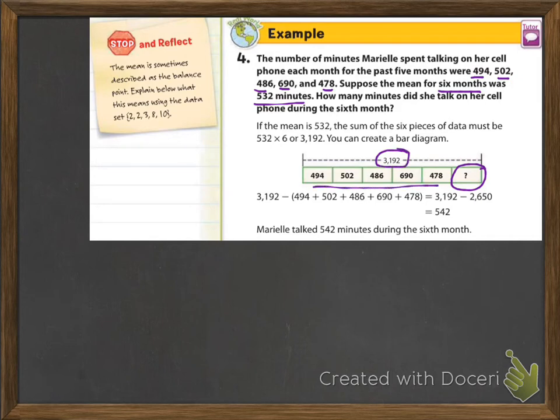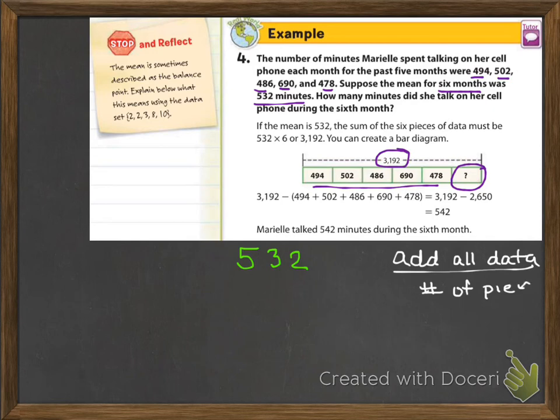So they showed it to you this way, where they said if the mean is 532, the sum of the 6 pieces of data has to be 6 times that, because here's what you need to think about. If you were finding the average, remember you would add all the data up, and then you would divide by the number of pieces of data. So that's how you want to think of that in terms of words. You want to make sure that you're writing this. Now, when you're working backwards, if you were going to fill in a piece, you would have all of the data added up times the number of pieces to get what it is before you would average it.